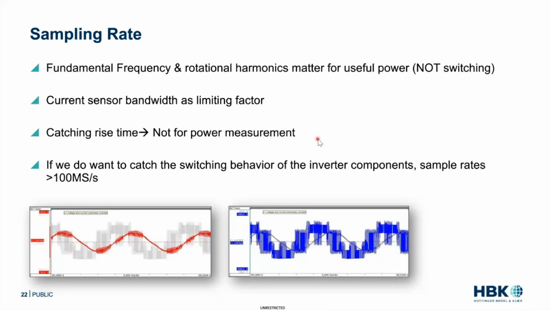For RMS values, just consider that you don't need to go gigahertz to get a good power value. You need to know when the switch turns on. And if you do want to understand switching behaviors, you really have to go up to hundreds of megahertz or gigahertz sampling rates. So it's a fundamentally different test. So for power, your current sensor is limiting you, and the power is in the fundamental and the harmonics.